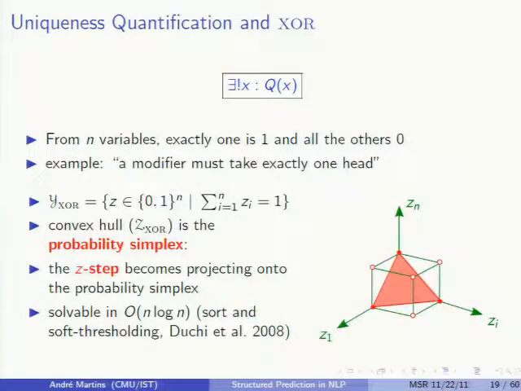And so this problem can be solved efficiently and exactly by just sorting all the entries in this vector and applying a soft thresholding operation. This can be done in n log n, and in practice it's faster if we cache the previous solution, if you warm start, like if you store the last sort that we did for this problem. Okay, so this is a nice case.